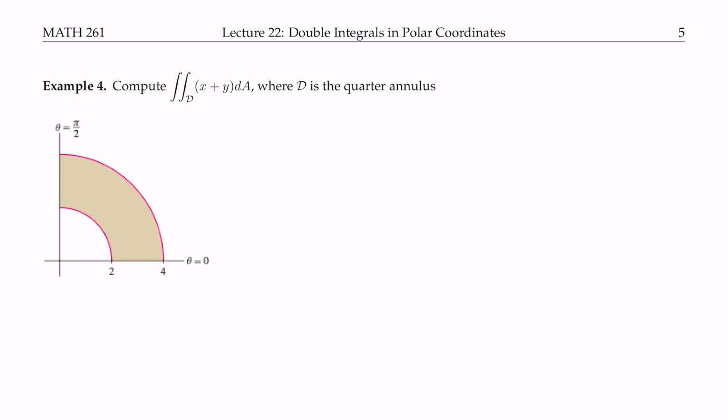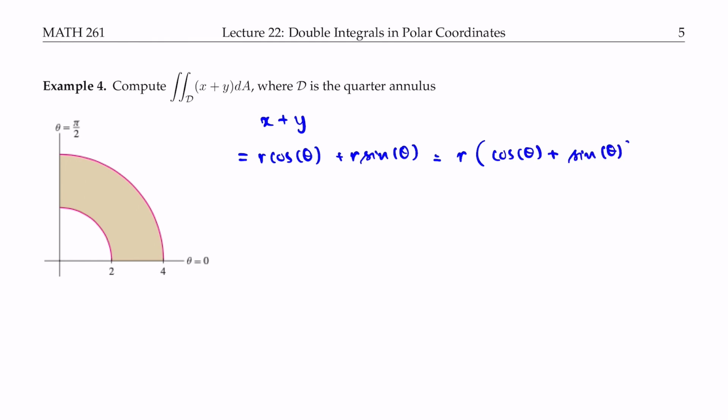In the next example, we would like to compute the double integral of x plus y over a domain D, where D is the quarter annulus. Again, the idea for this lecture is to convert everything from rectangular coordinate system to polar coordinate system. Here, the first thing I need to convert is the surface x plus y. So x plus y, written in polar coordinate system, is equal to r times cosine of theta plus r times sine of theta. We're going to take r as a common factor, and we're left with cosine of theta plus sine of theta.